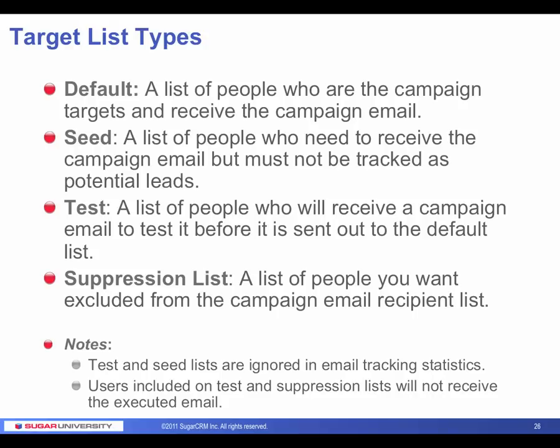The suppression list is the people you want to exclude from the campaign and email recipient list. Suppression lists can be suppressed by ID, email address, or domain. Do not add suppression lists for testing. Note that the test and seed lists are both ignored in email tracking statistics. Users included on test and suppression lists will not receive the executed email.